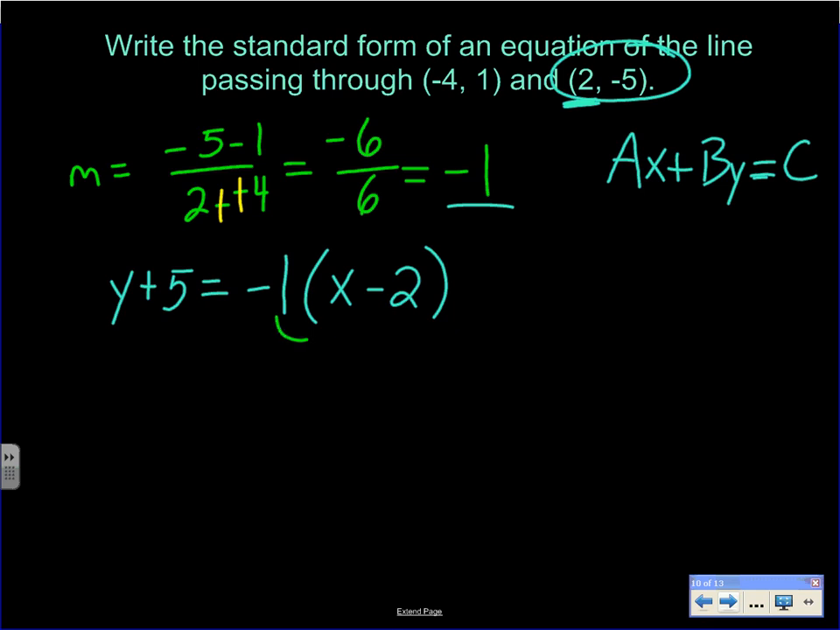First step, distribute. Negative 1 to all these. Negative 1 times x will give you a negative x, negative 1x. And negative 1 times negative 2, negative times a negative gives you a positive, and that's a 2. 1 times 2 is 2.